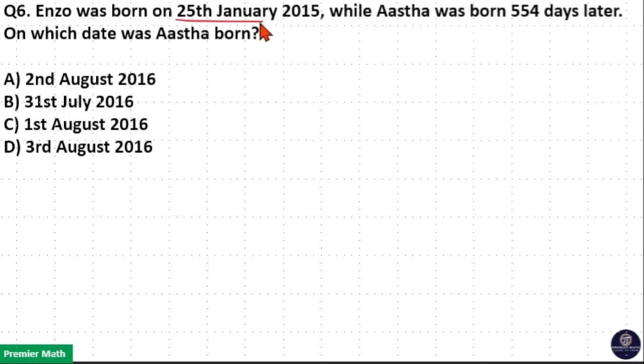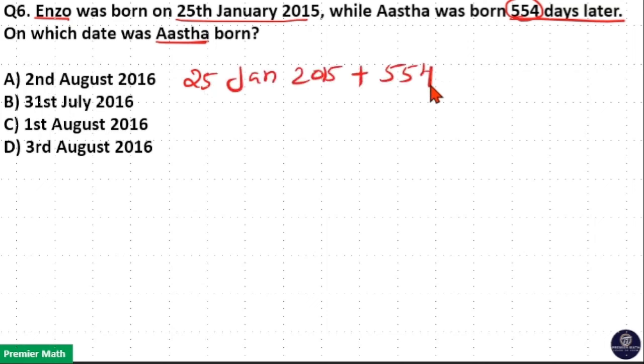Enzo was born on 25th January 2015, while Asta was born 554 days later. On which date was Asta born? Here, the difference between Asta's date of birth and Enzo's date of birth is 554 days. Consider you write an exam on January 1. Then 2 days later your exam result is published, meaning January 1 plus 2, so on January 3rd your exam result is published. The same method is applied here. That is, 25th January 2015 plus 554 days is the date of birth of Asta.